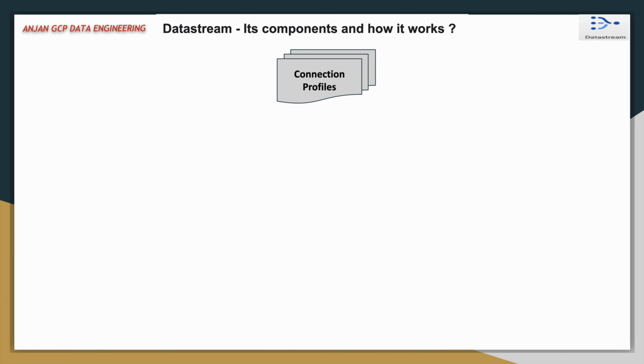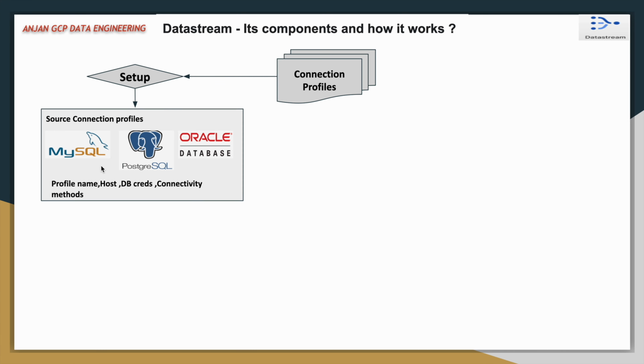So coming to the components of Datastream, the first component is connection profiles. This is where you set up the source database connections, like giving a profile name, providing host details and IP addresses, setting up the database credentials, and using appropriate connectivity methods. It supports different relational databases, as already explained, like MySQL, Postgres, Oracle and many more. These databases can be hosted anywhere, on premise, on Google Cloud Platform, or on any other cloud like AWS or Microsoft Azure.